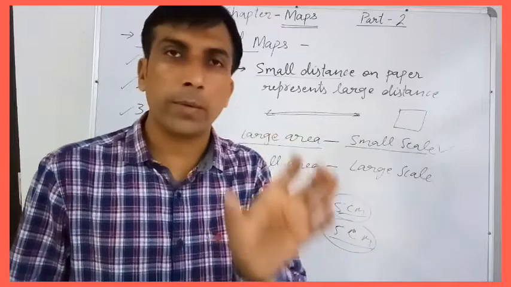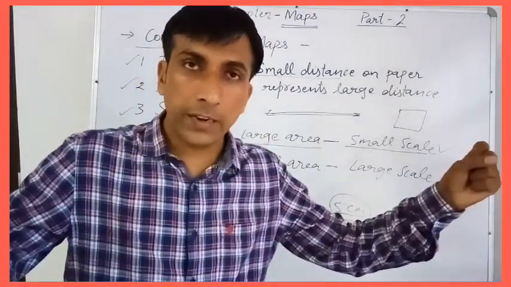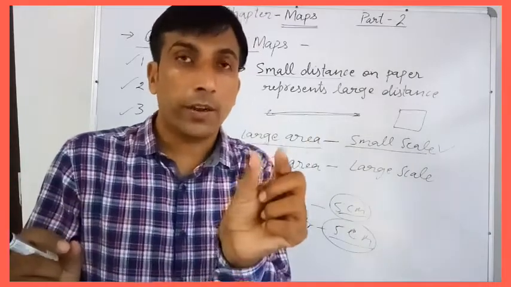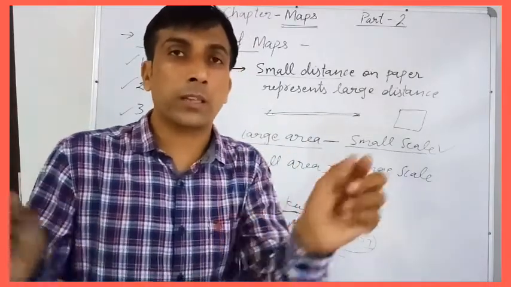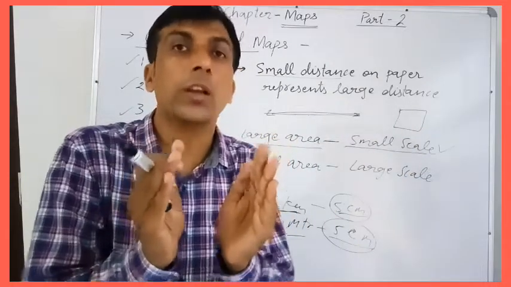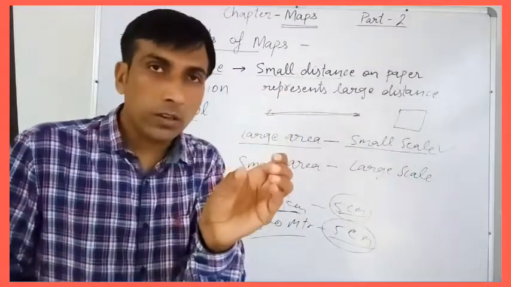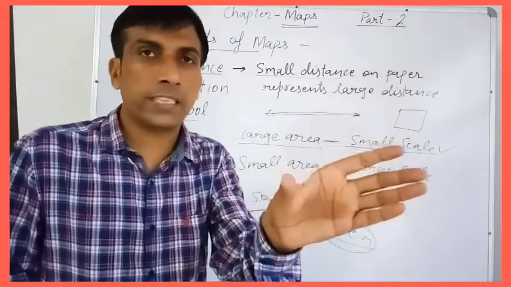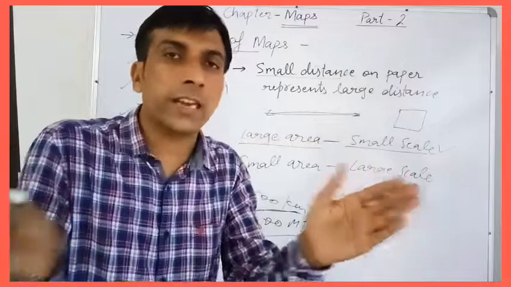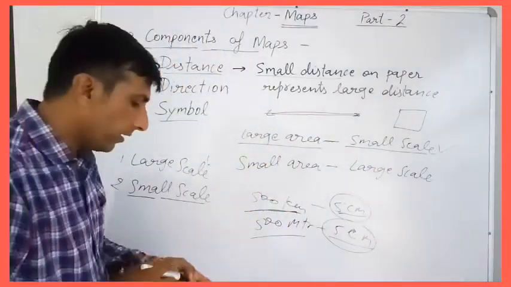You have to remember, dear students, if you are showing big distance, you will use small scale. If you are showing small distances, less distances, you will use large scale. Clear? So distance is small, scale is large. Distance is large, scale is small. Understand? So this is the small scale and large scale.